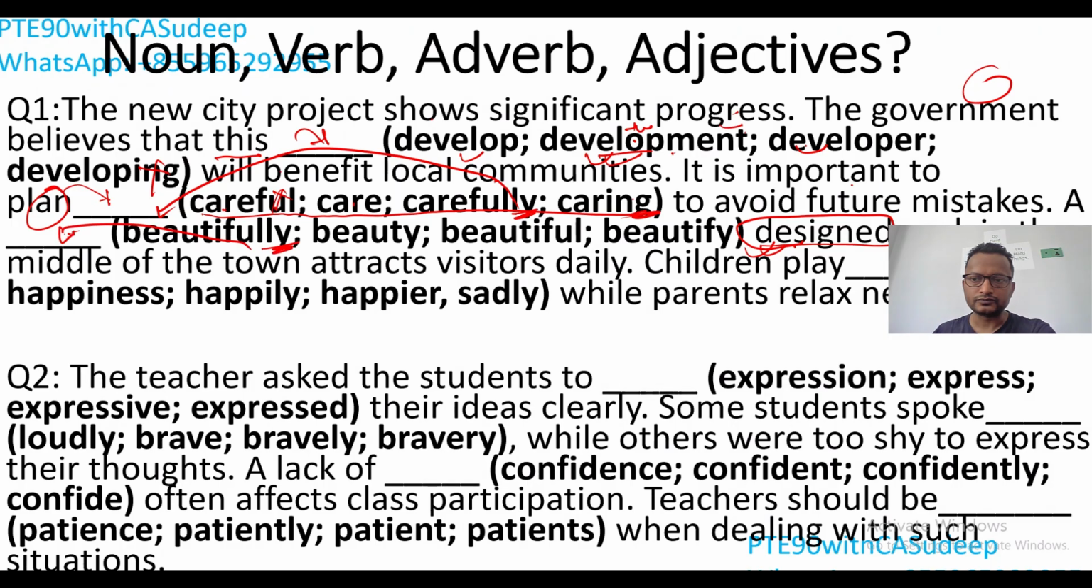And then now, children play dash while parents relax nearby. Children play what? Play is also a verb. After a verb, what comes? An adverb comes. So what is the adverb here? How many adverbs are here? Happily, sadly. Two adverbs are there, because happier is not an adverb, happiness is not an adverb. Children play sadly. Does sadly fit? No, right? The correct option is happily, because if children play happily, then parents will relax nearby. That's why you need to read the context to identify. So children play happily while parents relax nearby.